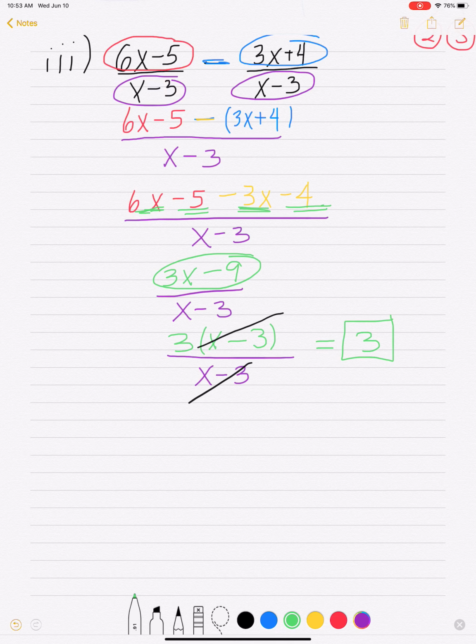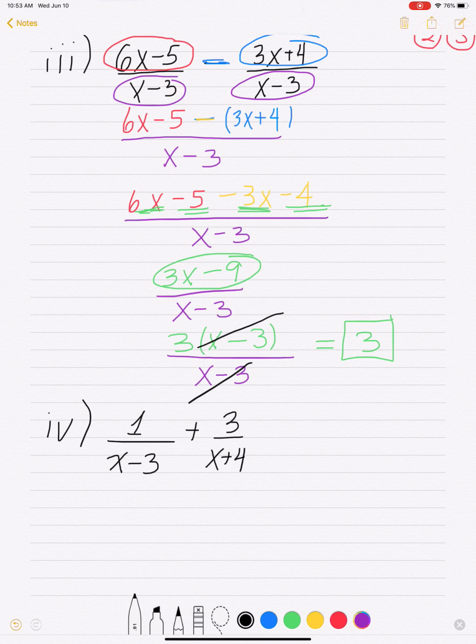All right, let's do one more, and then we'll pause and pick this up in another video. Let's say we were to have two fractions. 1 over x minus 3 is the first fraction, plus 3 over x plus 4.